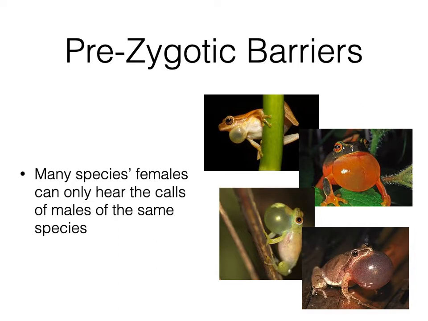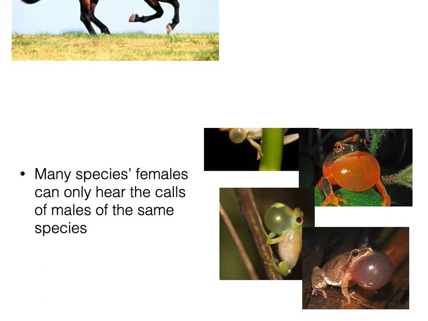Okay, so that's another way that prezygotic barriers are maintained. So now we can pivot to postzygotic barriers. Here's a picture of a horse and a picture of a donkey. And of course, these two different species are capable of making a hybrid. But as some of you may know, a donkey and a horse produce a mule. And a mule is sterile. It's incapable of successfully reproducing.